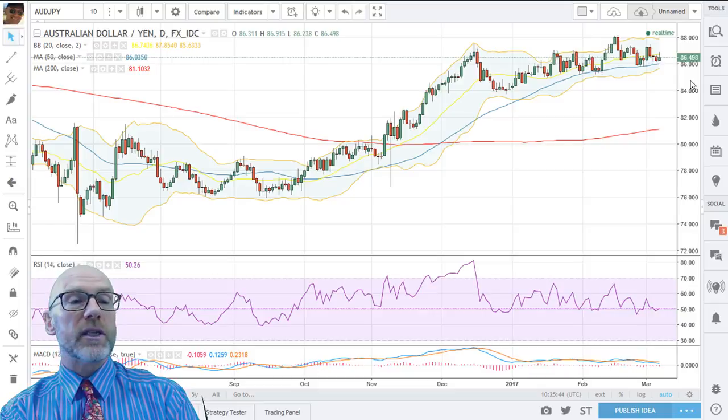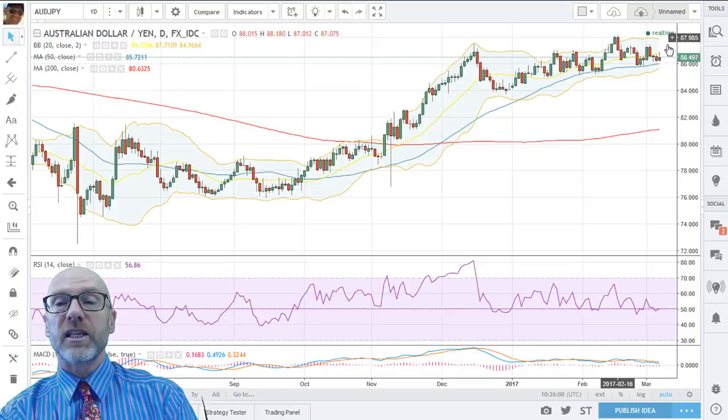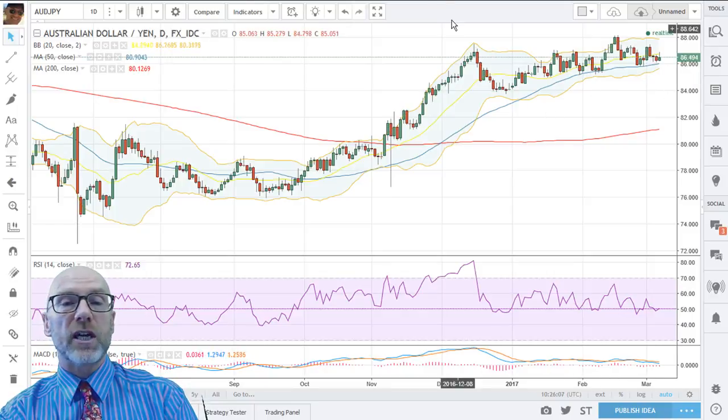The 20-day is still moving up at 86.74, immediately above the market, but the market needs to get back above there for that to give a push up. But even then, there's resistance coming in at 87.37 and then 87.98. So it just looks like it's range bound and it is going to continue sideways.